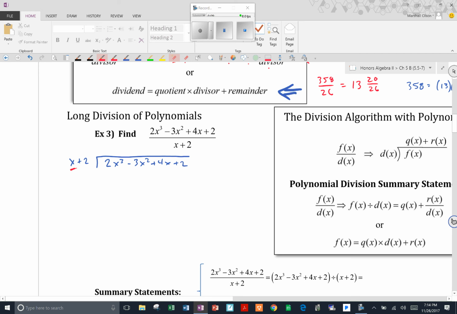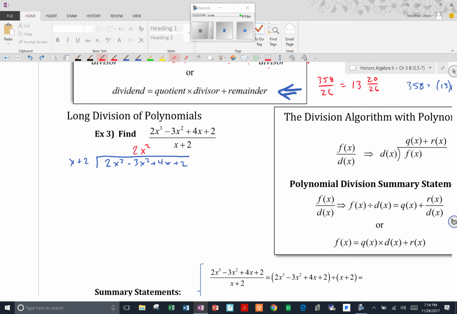So essentially what you want to look for is this. What do I multiply this by to give me that? What would I have to multiply x by to give me 2x cubed? Well, that would be 2x squared. So we want to put that in our x squared column right there. If I was missing a term up here, like if that 4x wasn't there, I would put a 0x right there as a placeholder.